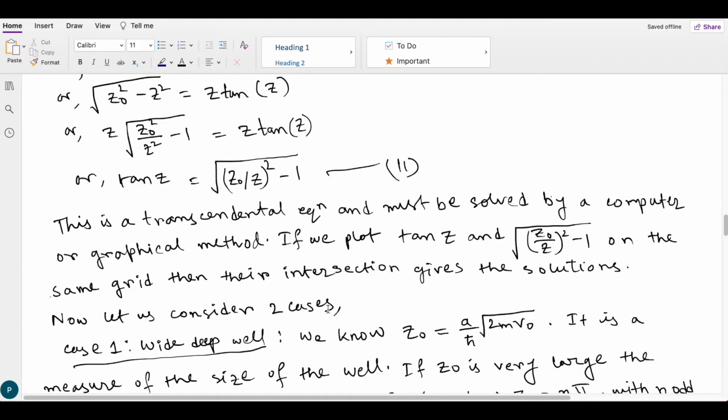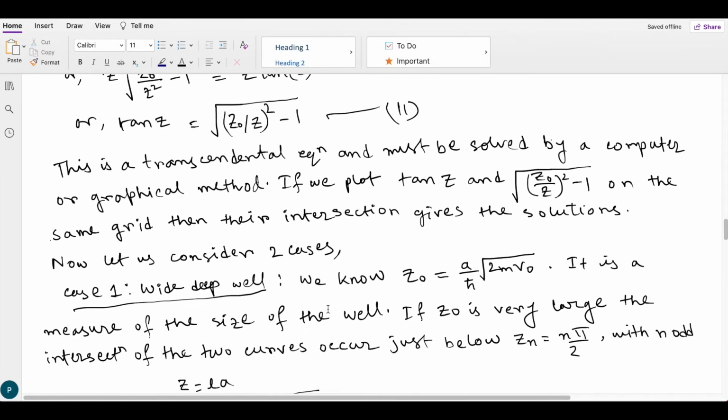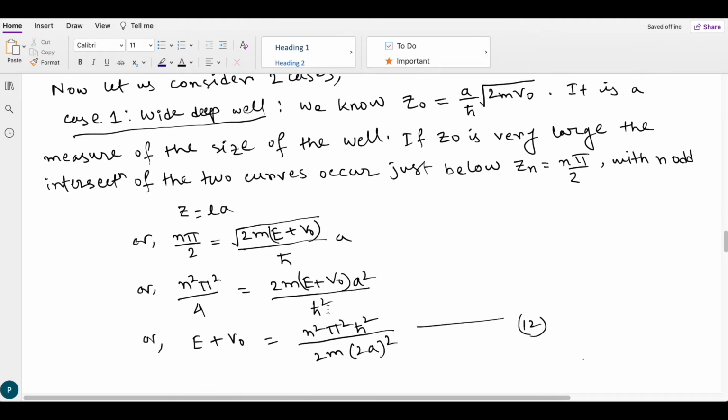This is a transcendental equation and must be solved by a computer using numerical methods, or we can plot this graphically and solve it. If we plot tan z and root over z naught square by z square minus 1 on the same grid as a function of z, the intersections will give us the solutions, and we know that z depends on energy, so we get the allowed values of energy. Now let us consider two cases.